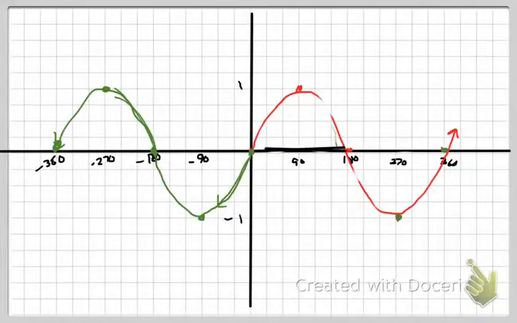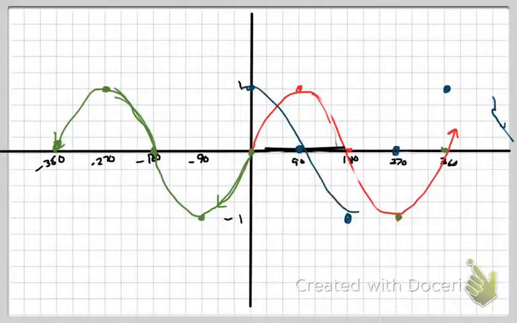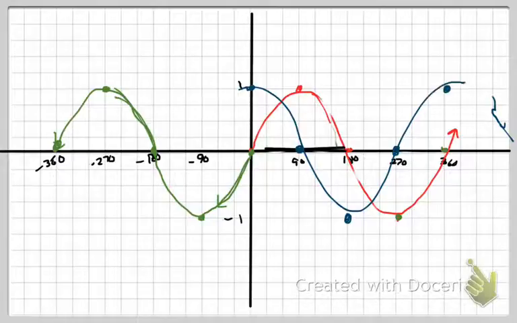Okay, let's do cosine now. Cosine, let's do that in blue. I'm going to start with 0, 1, 90, 0, 180, negative 1, 270, 0, and 360, 1. Here's our first little section here. Not perfect, but close.